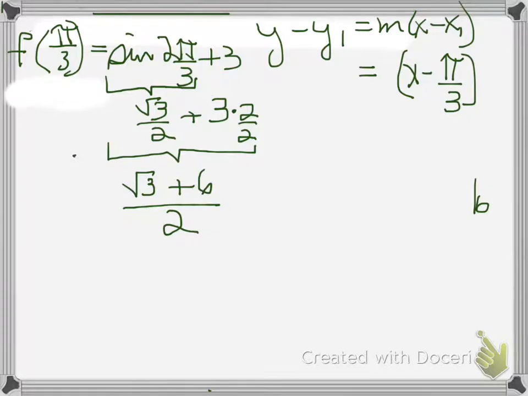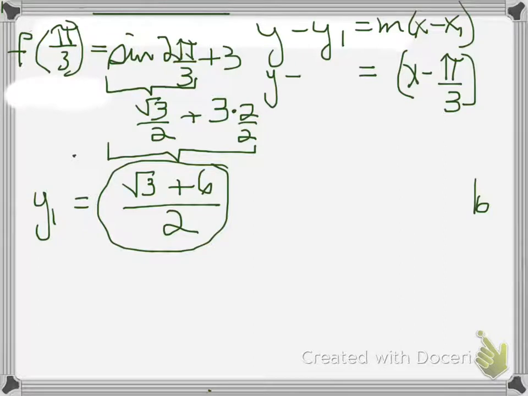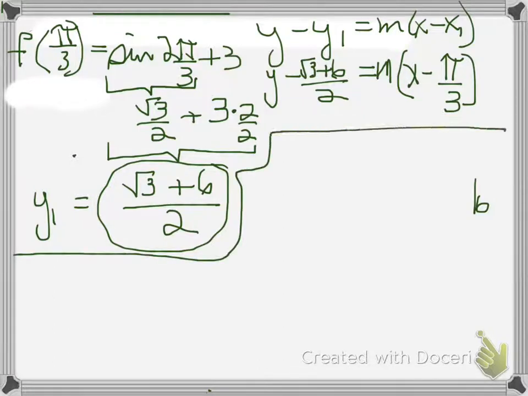So what I want to do now is take this value, because this is equal to my y1. So in terms of my tangent line, I'm going to put y minus radical 3 plus 6 over 2. All that's missing is my slope. I get my slope by taking the first derivative of that function. Let's do this in a neater way as well. I'm just going to draw a line here, and we'll start working down here a little bit.